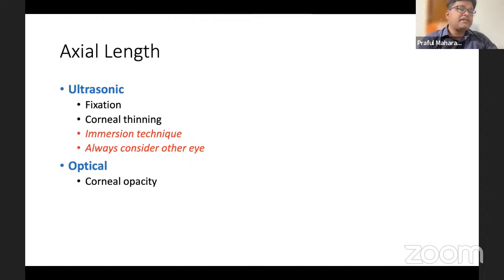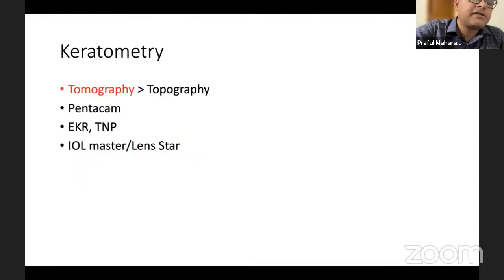Then always consider the other eye. Why I have written this? For example, if the patient is wearing spectacle of similar power, or the patient knows his past history of spectacle power or vision, if both eyes were vision 6/6 without any need for glasses, then most likely he may have an axial length which is comparable to the other eye. So you should always compare the axial length that you have got with ultrasonic with the other eye. So this is just brief of that. Details I think you have been taught in that special IOL biometry class.